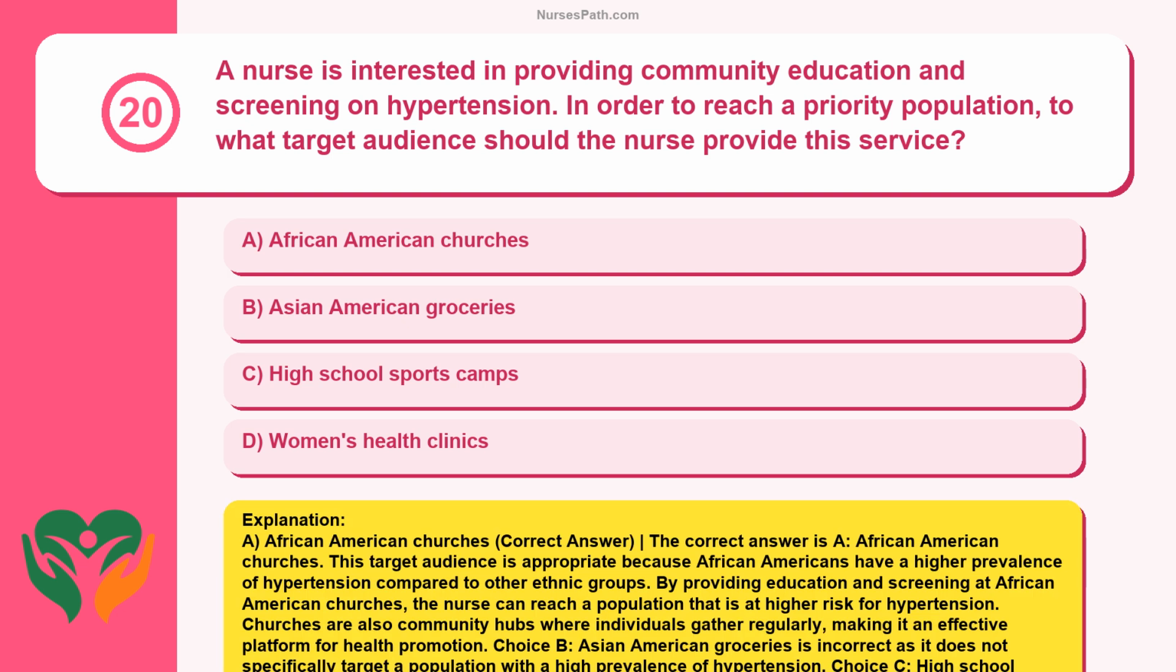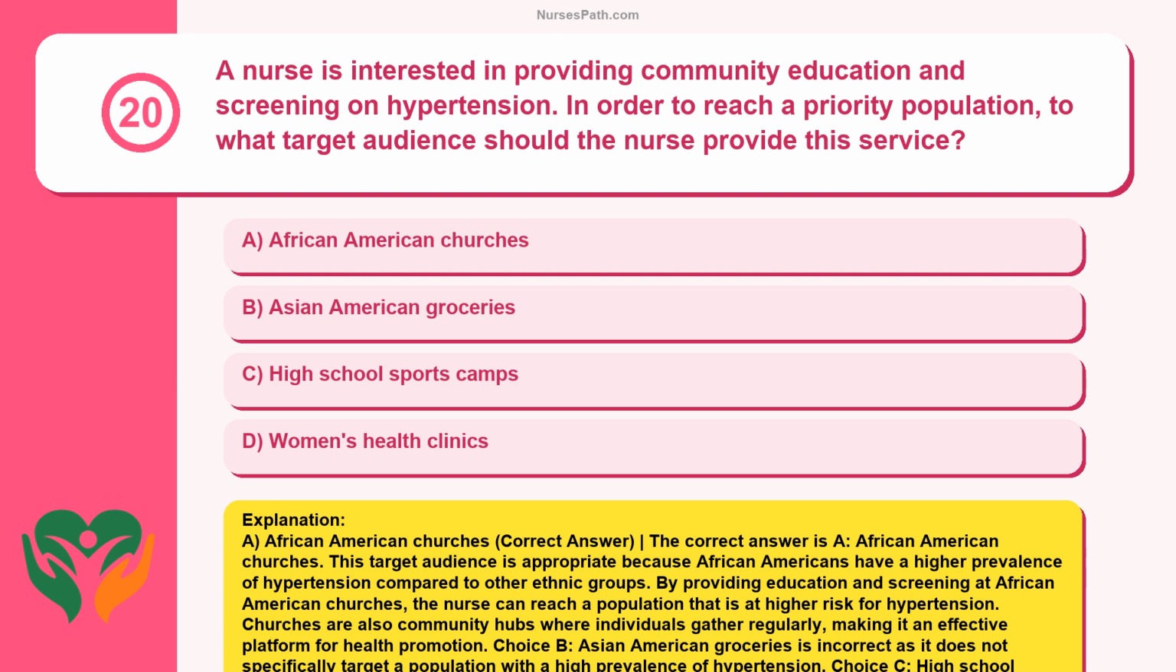A. African American churches. Correct answer. The correct answer is A. African American churches. This target audience is appropriate because African Americans have a higher prevalence of hypertension compared to other ethnic groups. By providing education and screening at African American churches, the nurse can reach a population that is at higher risk for hypertension.